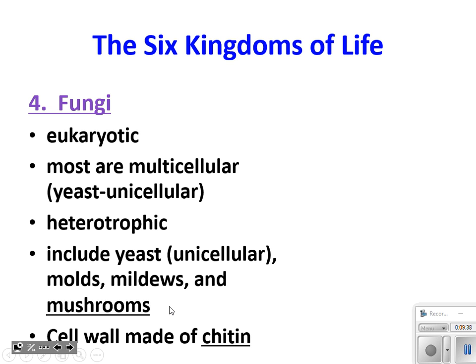They have cell walls that are made of a material that we call chitin. Chitin is the material that makes up the cell wall of fungi. So we talked about peptidoglycan, those were the eubacteria. Kingdom eubacteria has peptidoglycan cell walls. The kingdom fungi has chitin cell walls. So their cell walls are made of chitin.